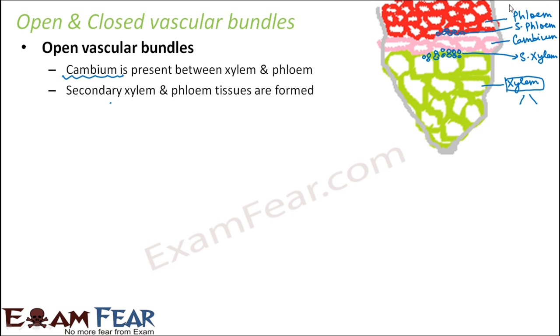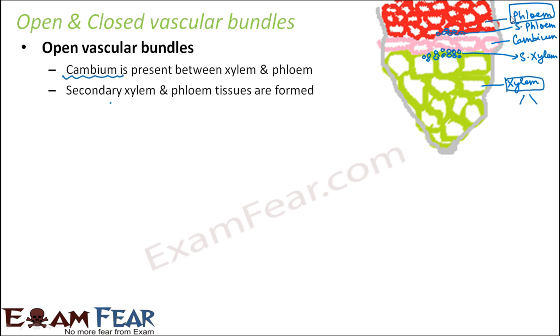This is also primary phloem, which can again be protophloem and metaphloem. Protophloem is formed earlier, metaphloem is formed later. Clear? Okay. Now there can be a meristematic tissue, cambium, between primary xylem and primary phloem.